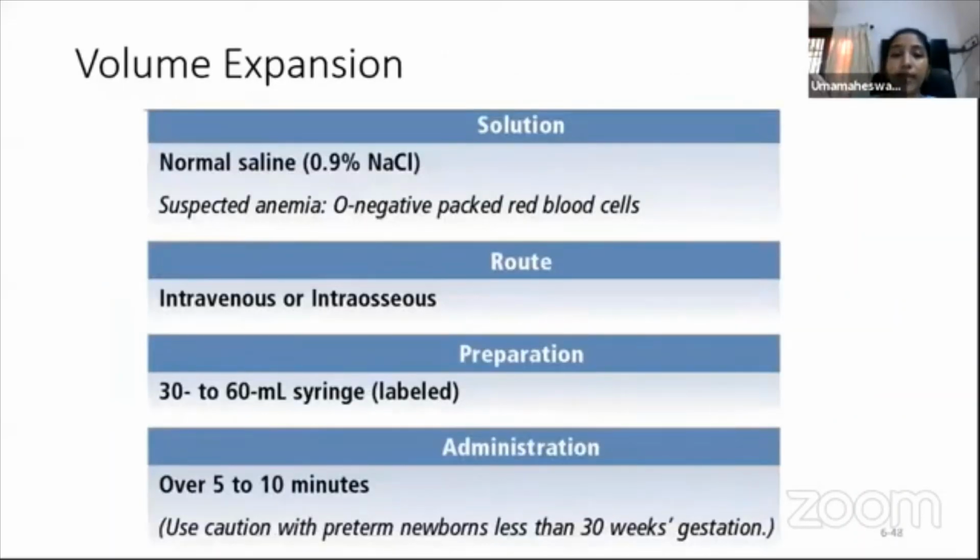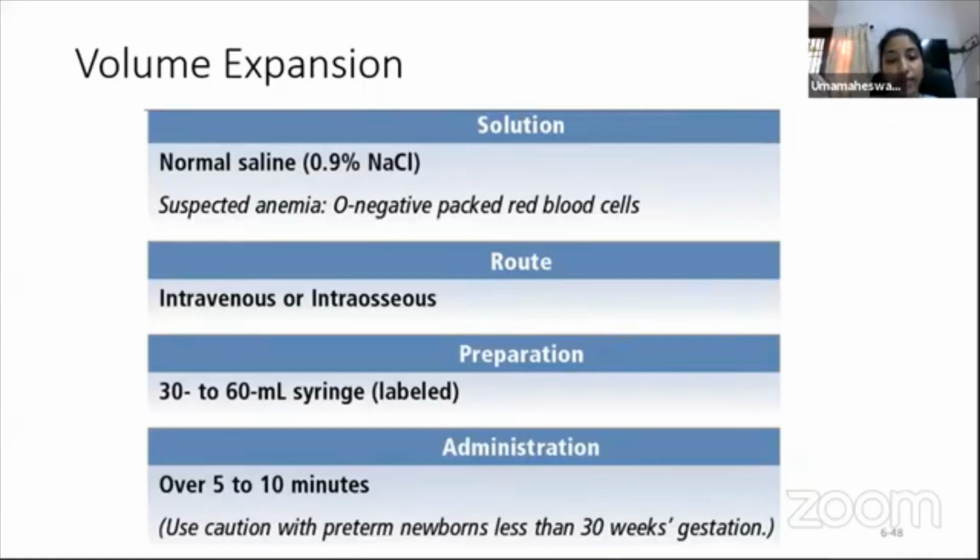So normal saline only is indicated. Previously, we used to say normal saline or ringer lactate, but now there is no ringer lactate, it is only normal saline. In case of suspected anemia, uncross-matched O negative packed cells can be given, either intravenous or intraosseous.